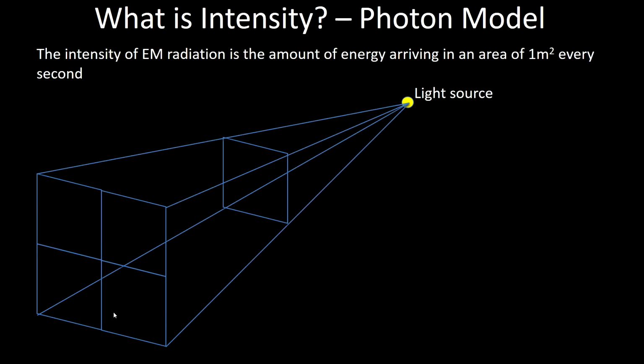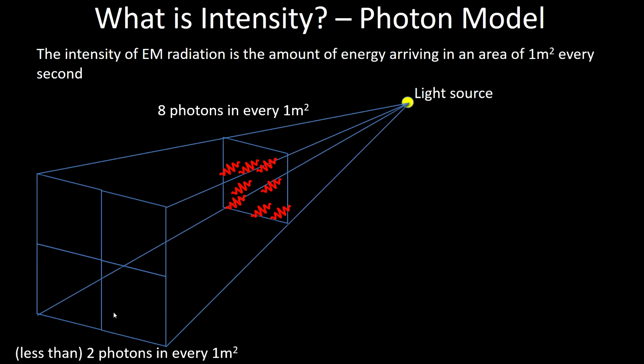Okay, so let's take out the light and just put the photons back in. Let's imagine we've got 8 photons in every 1 meter squared when we're near the source. What's going to happen to those photons as we get further away? Well, we'll get 2 photons in every 1 meter squared. The 2 in the bottom right corner will end up in that square. The 2 in the top right corner will end up in that square. Top left corner, those 2. Bottom left corner, those 2.